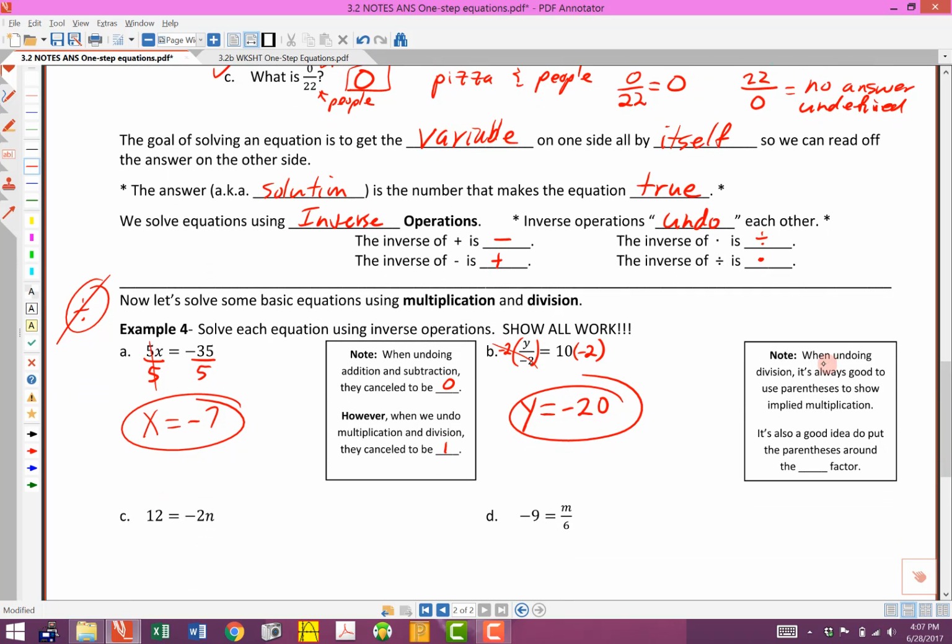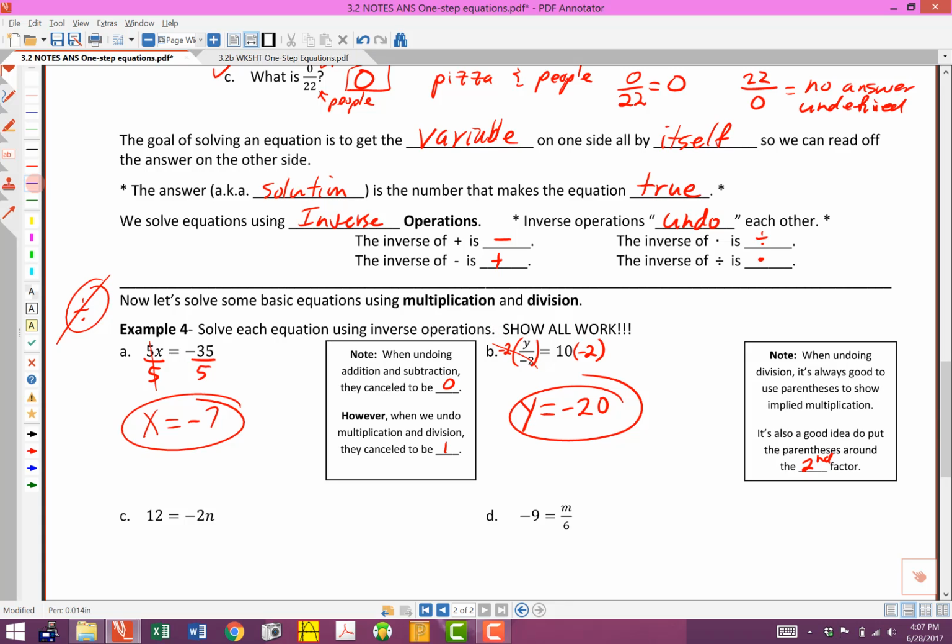Now, again, take note of this. When undoing division, it's always a good idea to use parentheses to show the implied multiplication. So when we undo division, we have to undo division with multiplication. And most of the time we use implied multiplication. So it's a good idea to use parentheses to show that implied multiplication. We could put parentheses around each one of these factors, but it's always a good idea to put them around the second one. You can put more if you want to, like around here and around here. That would be just fine. But if you're going to put one set of parentheses, it's got to go around the second one. That's going to make things much more clear in the long run. So make sure that you do that.